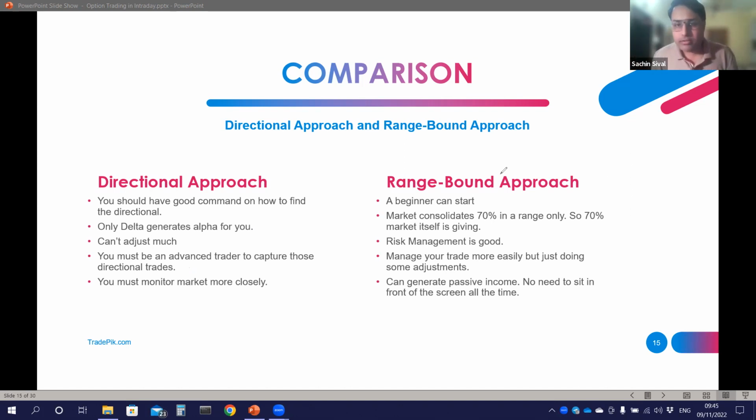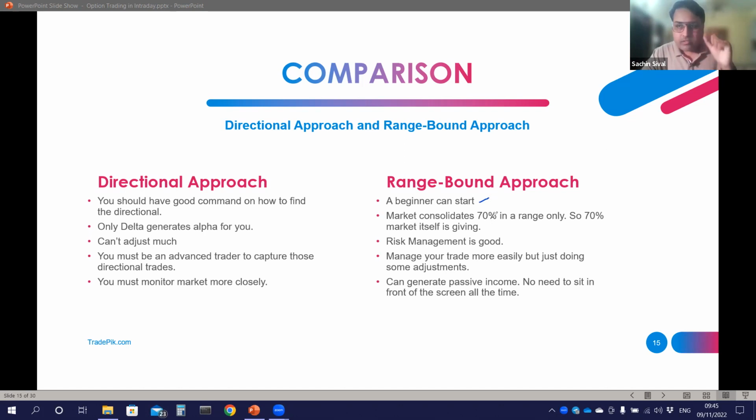Okay, now let's come to the range bound approach. In the range bound approach, the first thing is that a beginner can start. He doesn't need to go into the jargon of price action, technical analysis, indicators, candlestick charts, and all these things. You just need to know option pricing: the Greeks and implied volatility, and how they affect your option pricing, and that's all.